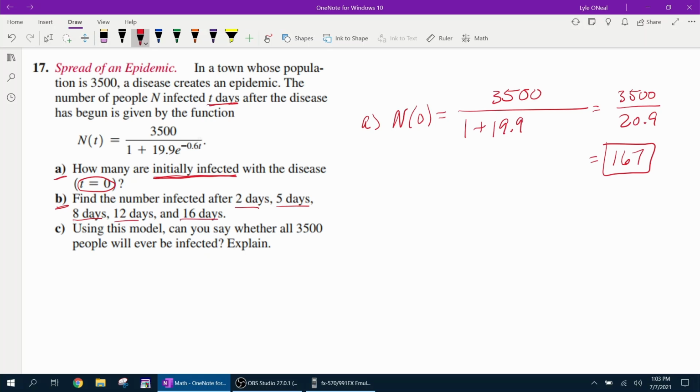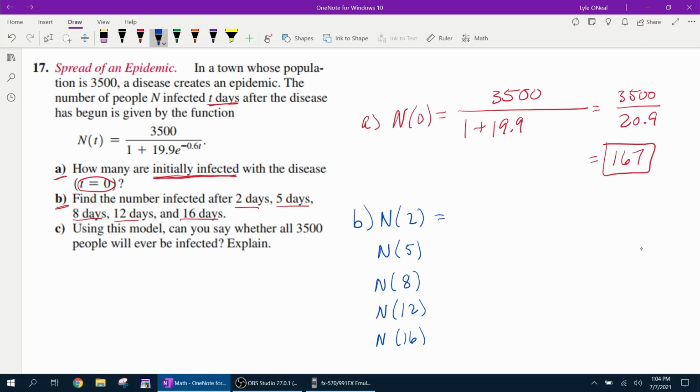Part B, find the number of infected after 2 days, 5 days, 8, 12, 16. 1, 2, 3, 4, 5 values that we're going to have to calculate. So for part B, we're going to be calculating N of 2, N of 5, N of 8, N of 12, and N of 16.